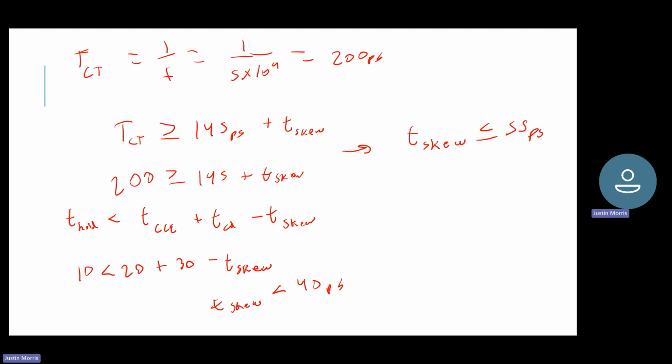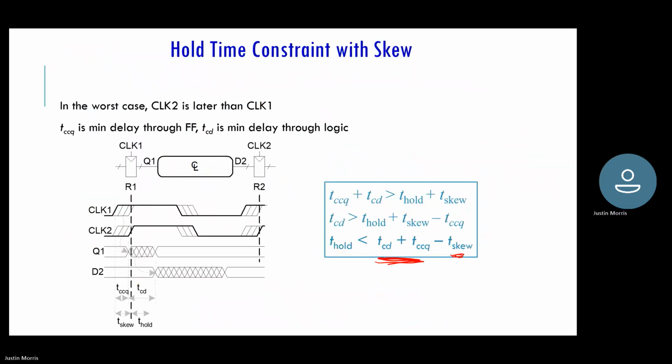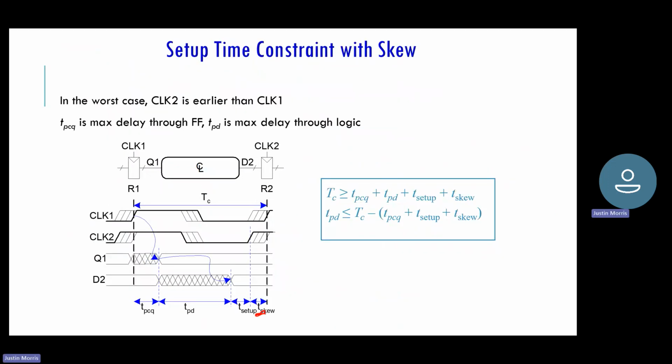If it's any greater than 40, then we have a hold time violation. If it's equal to 40, do you still have the hold time violation? Yeah, because this one is less than. The other one is greater than or equal to.